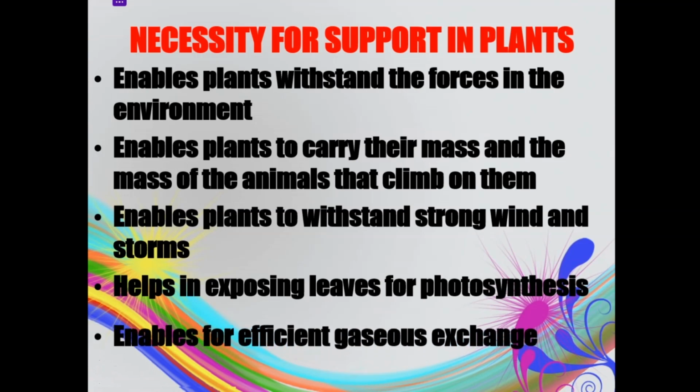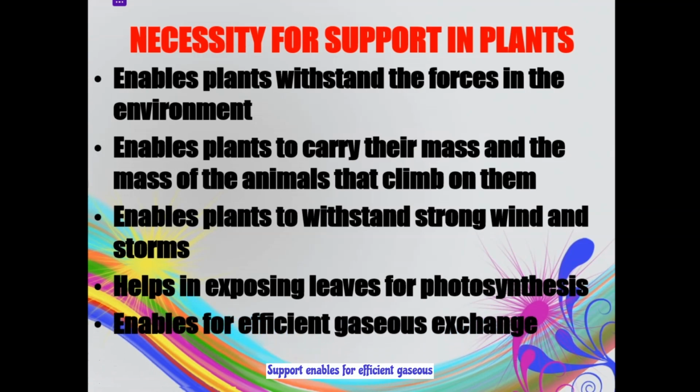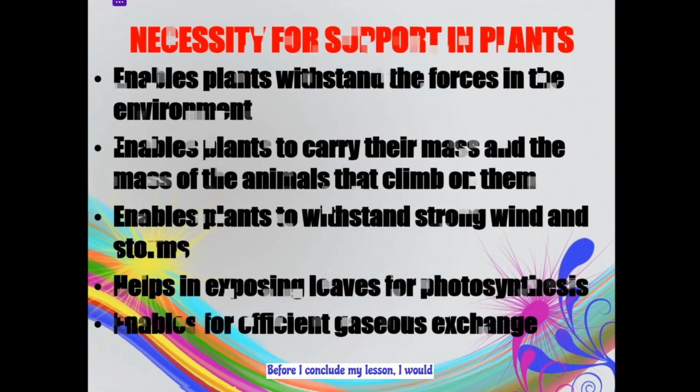Next point, we say support enables efficient gaseous exchange. For example, when those leaves are exposed to the environment, they are able to trap carbon dioxide, which is used for photosynthesis, and are able to trap oxygen gas, which is used by the plants for respiration, especially at night. All that is achieved through support.